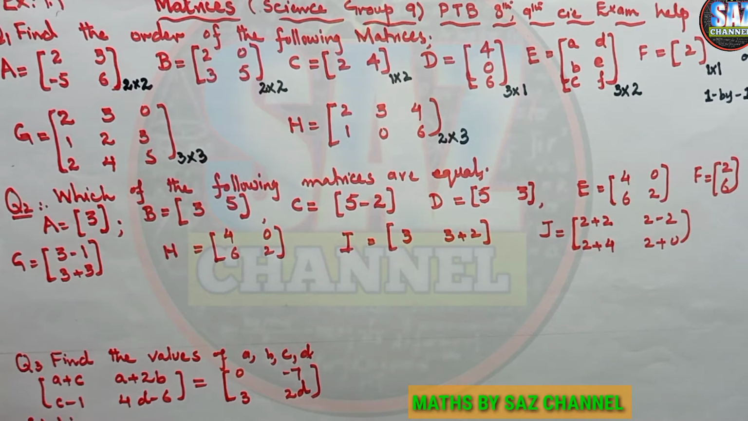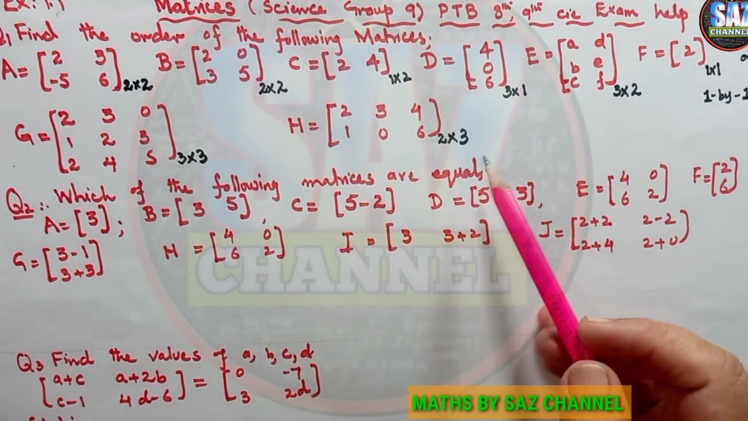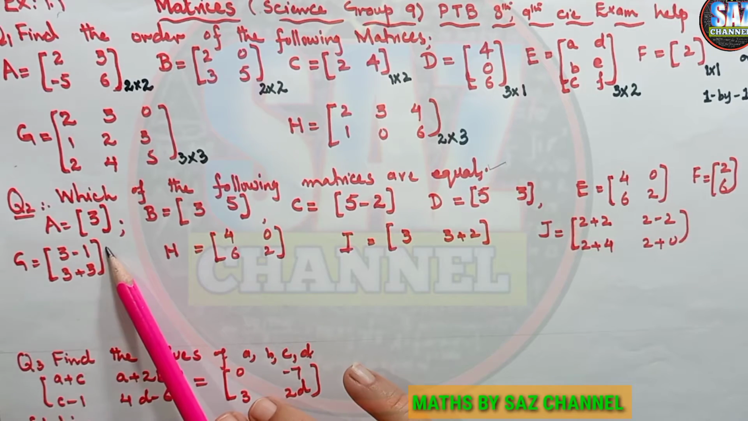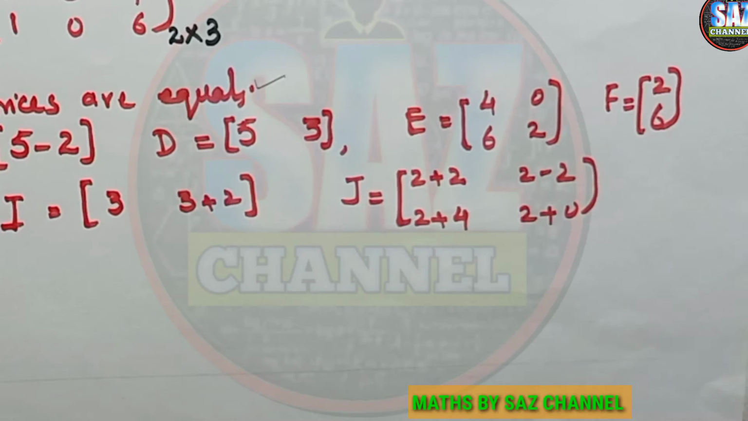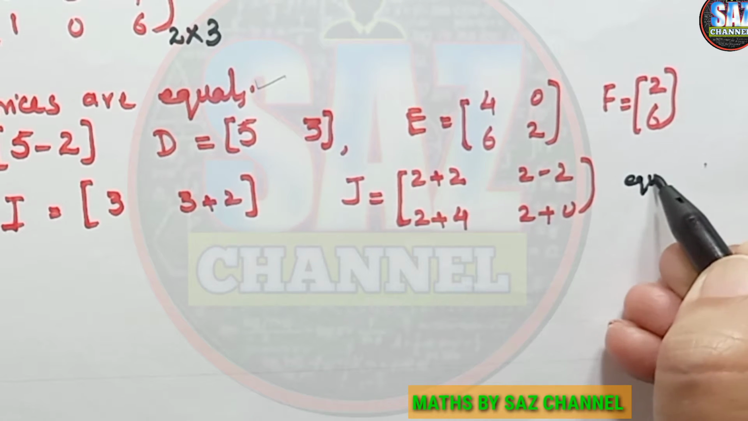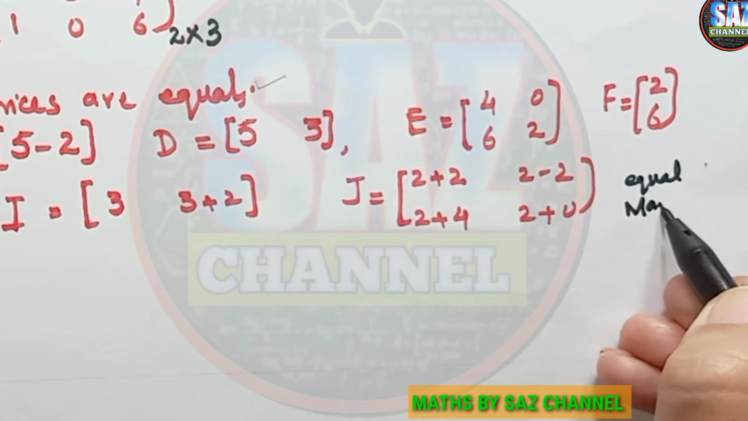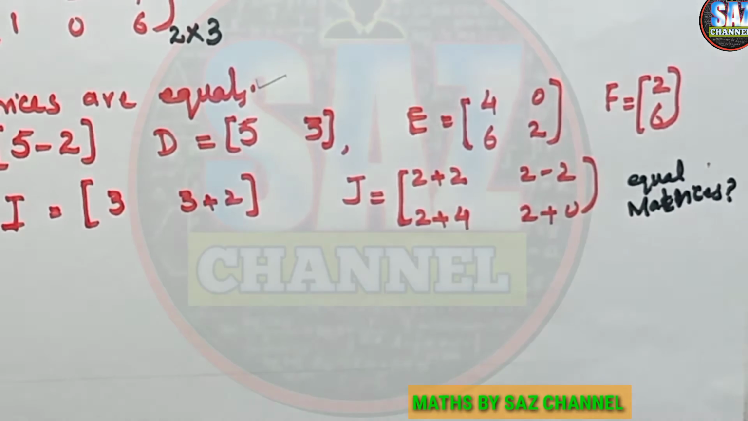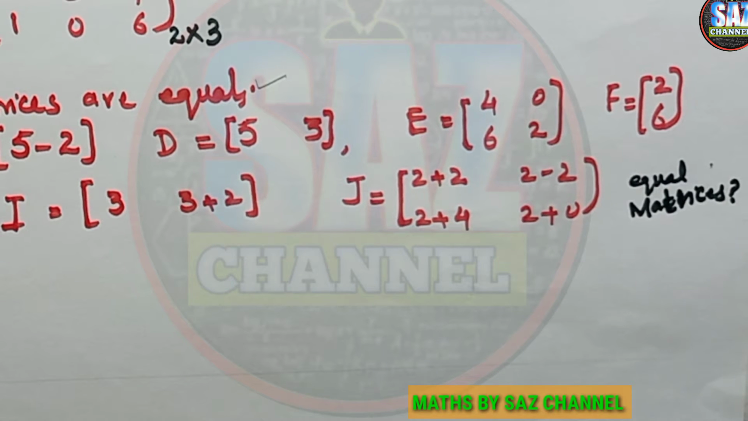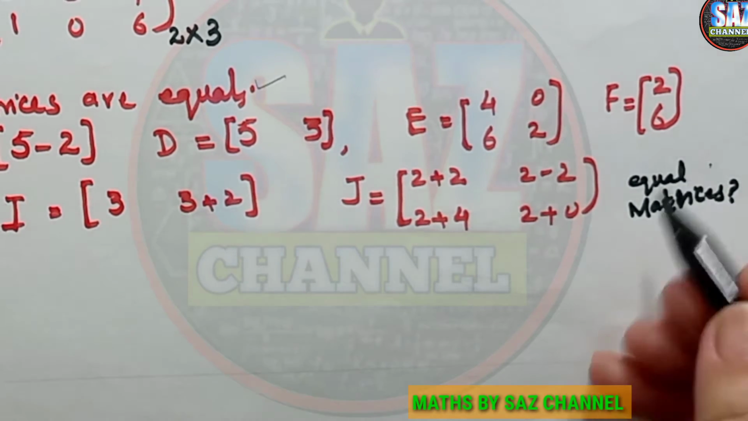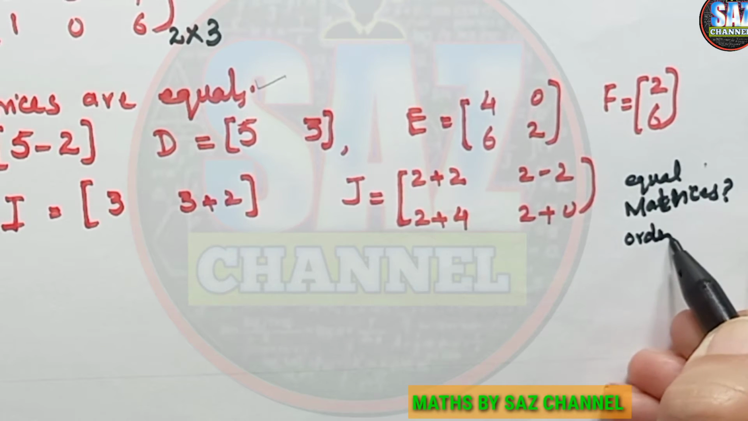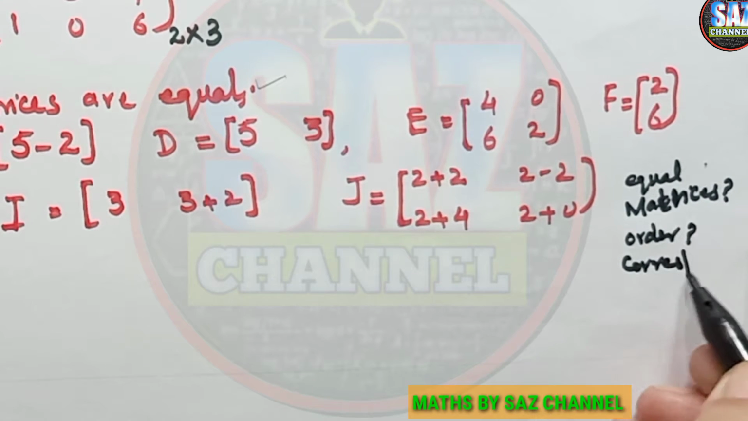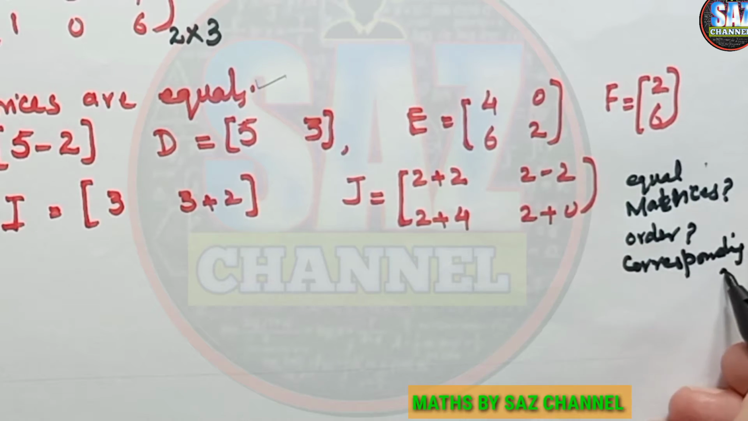Coming to the second question, which says, which of the following matrices are equal. Before going to the solution of this question, we have to recall the definition of equal matrices. Under what condition are the matrices equal? We can recall that two matrices are equal if they have the same order. One condition is that we have to check the order, and the second is the corresponding elements. Corresponding elements must be the same.